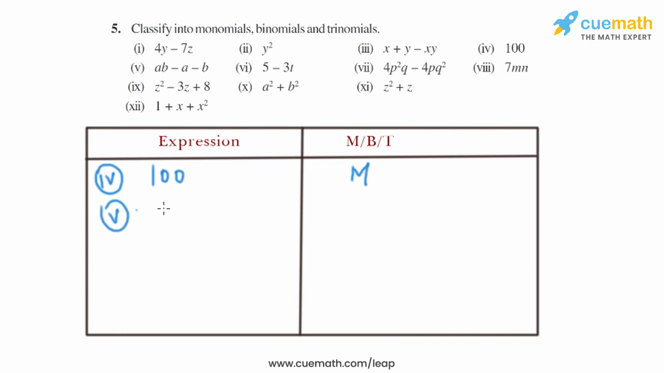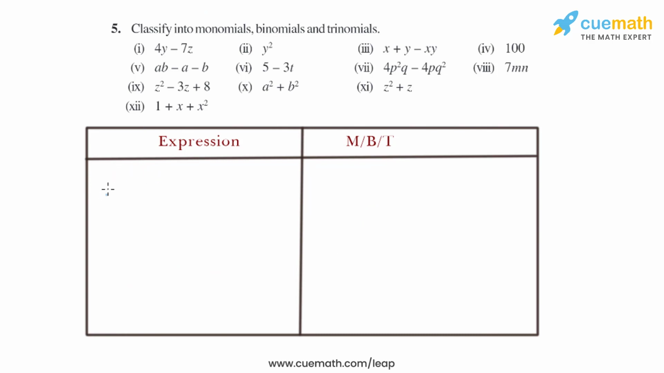Now let's move on to the fifth part. The expression that is given is AB minus A and minus B. So as we can see that there are three different terms in it, AB, minus A and minus B. So that is basically a trinomial. Now let's move on to the sixth part. So in the sixth part, the expression that is given is 5 minus 3t. So as we can see that there are two terms in it, so it is basically a binomial.